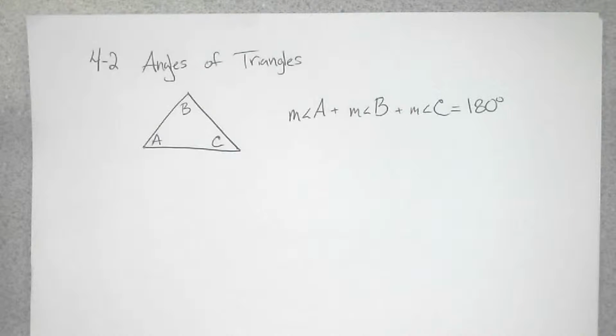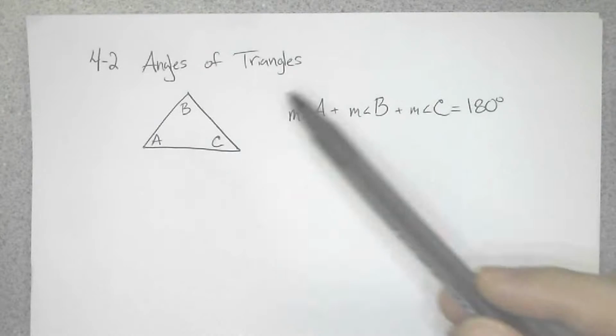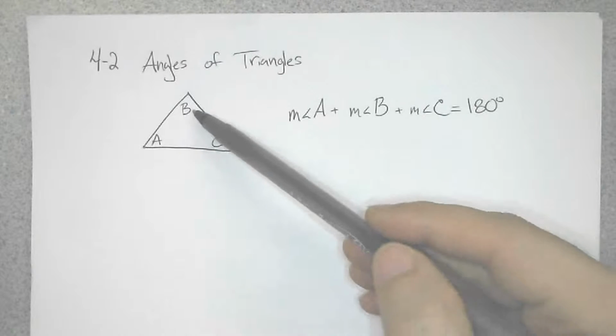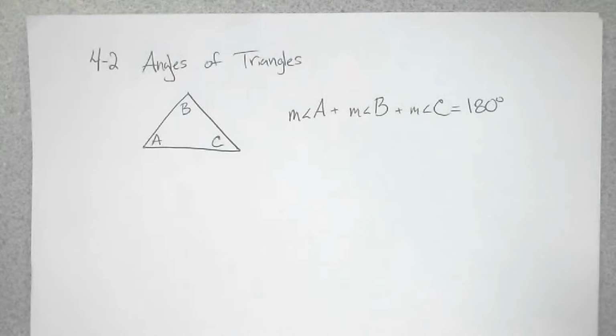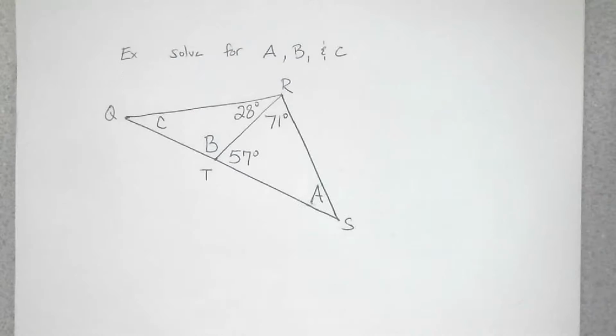Every single time. Now, what that means for you as far as tests are concerned, is essentially you're going to be given triangles, and two of these angles you'll know, and the third angle you won't. And it'll be your job to find that third angle. So let's take a look at a problem that would involve that.